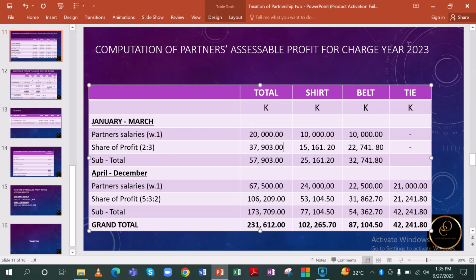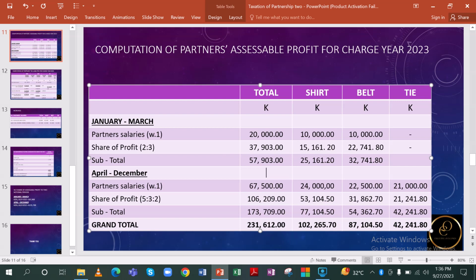So we fill up the gap to find the difference between 20,000 and 57,903. You are going to get 37,903, the balancing figure. So that when you add 20,000 to 37,903, you are going to get the total 57,903. Once you have got that particular share of profit, the balancing figure, then you have to share it by the partners by using the profit sharing ratio, in this case given as 2:3.